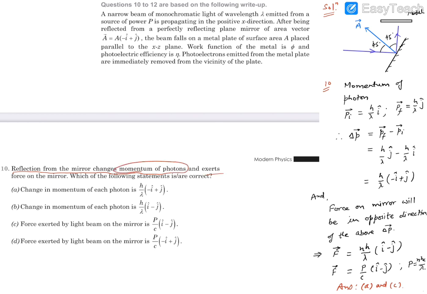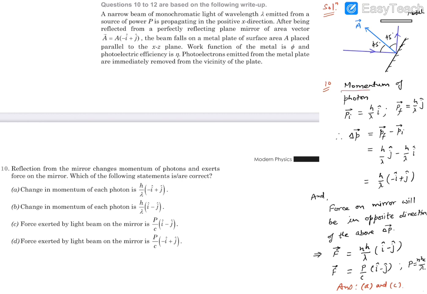Question number 10, a part of this passage, says reflection from the mirror changes the momentum of photons and exerts force on the mirror. We need to talk about this force and momentum. Now we know these photons were moving in the plus x direction, then they turn to plus y, so there is a change in direction, hence a change in momentum.